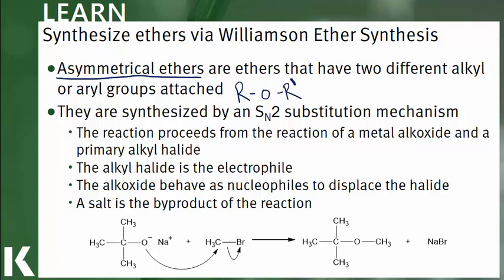The general mechanism involves an SN2 substitution between two reactants. The first reactant is a metal alkoxide, seen here. This molecule was derived from an alcohol in which a strong base kicked off the hydrogen on the OH, resulting in a negatively charged oxygen which interacts with the positively charged sodium ion.